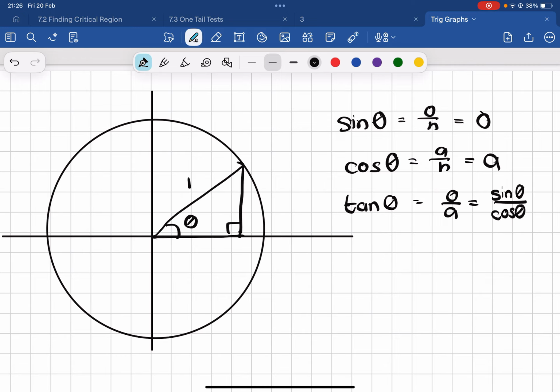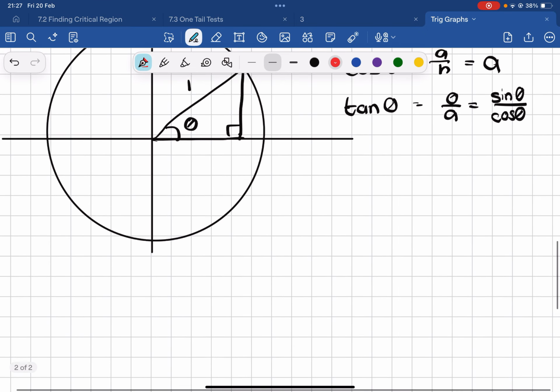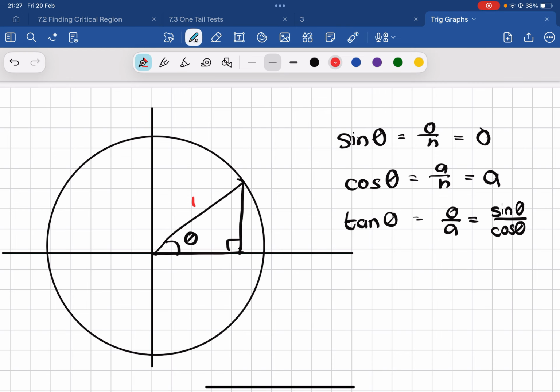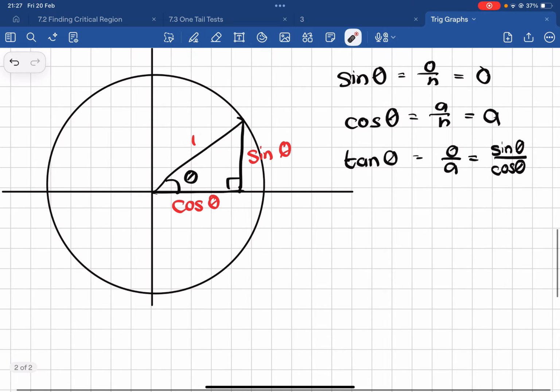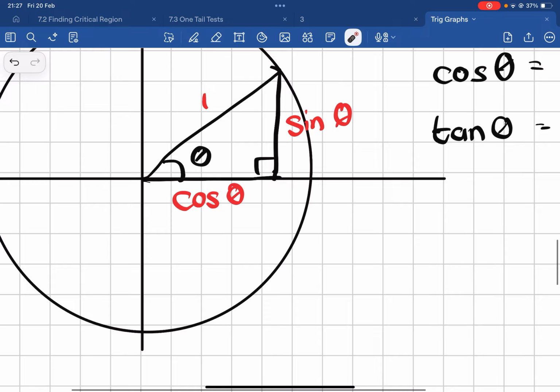So let's start off by labeling sine, opposite, adjacent and whatnot. So this is 1, opposite is sine theta as we said, and our adjacent is cos theta. Now how does this help us sketch our graph? Well, it's actually very simple.